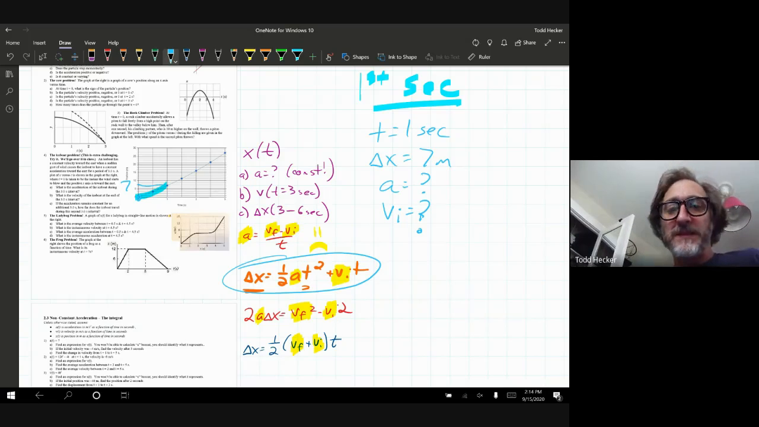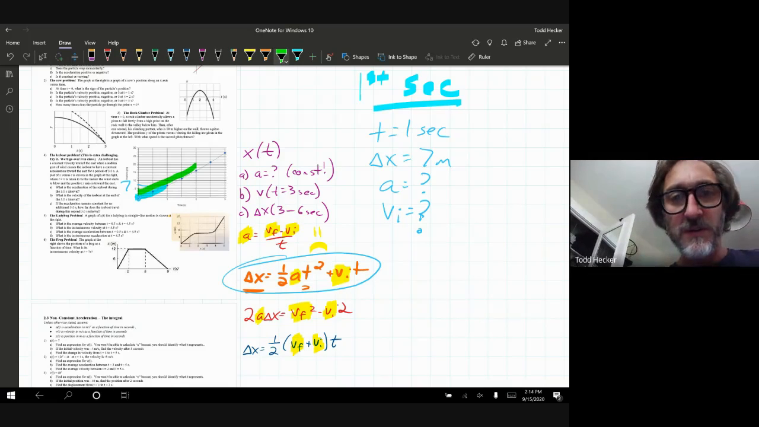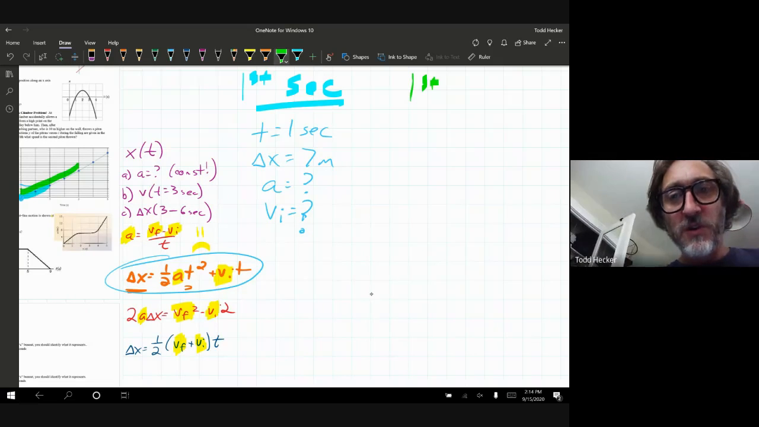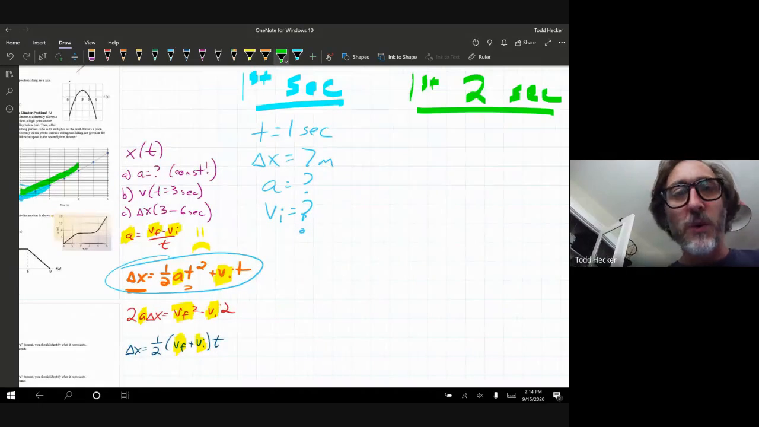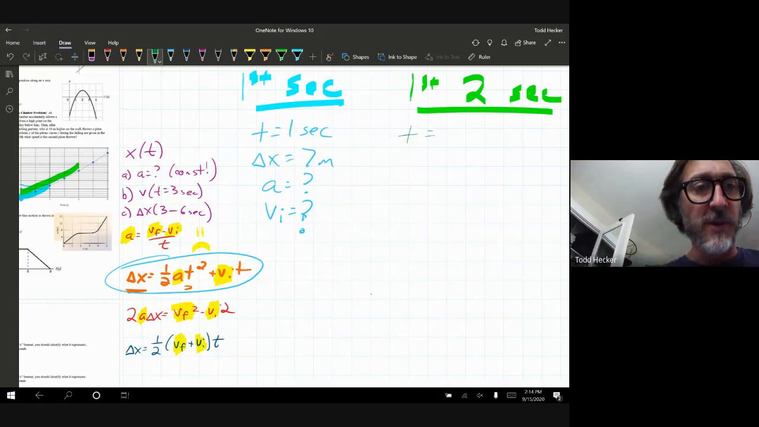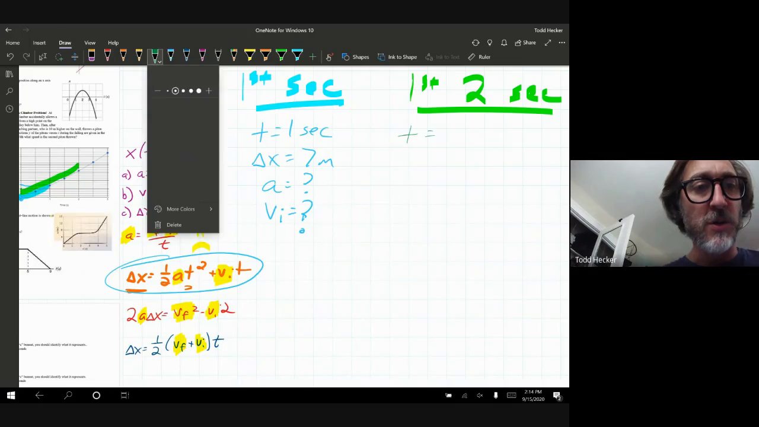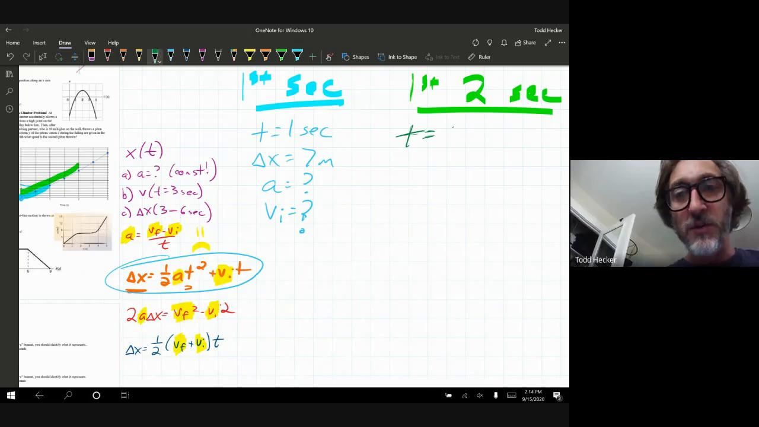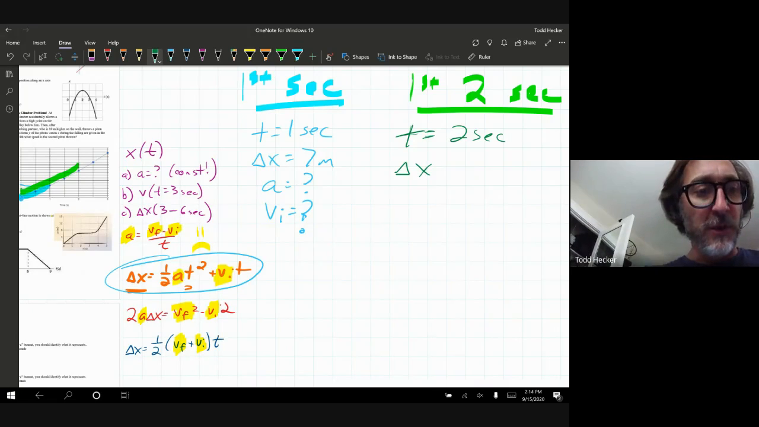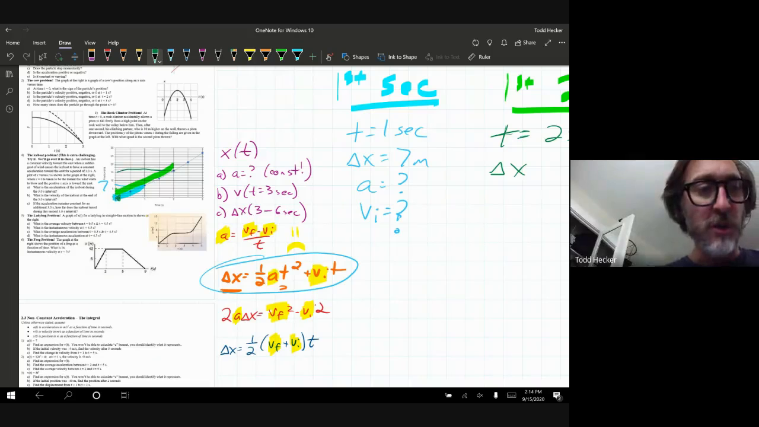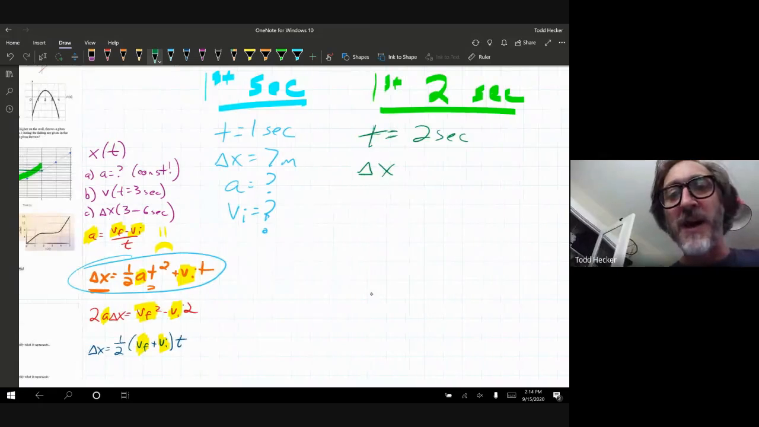Okay? And now if I repeat that same process, but I choose a different time interval, so suppose I go for the first 2 seconds. What do I know for that time interval? Well, I know the time is, I don't like how skinny that pen is, let me fix that. So I know the time is 2 seconds now. I've got a new displacement, right? Now my displacement is I'm going from a position of 0 to a position of 16, if you read that graph.